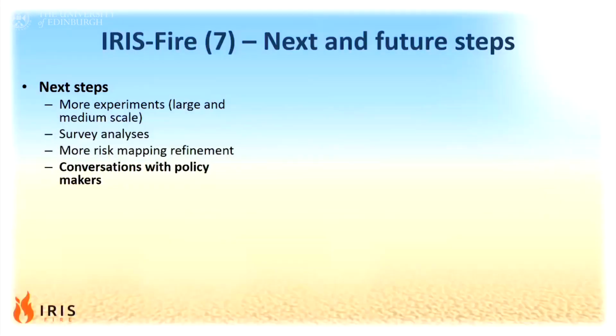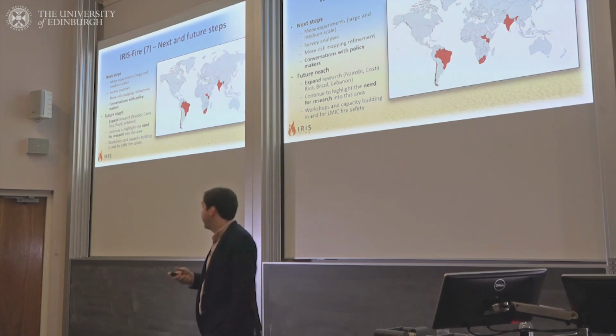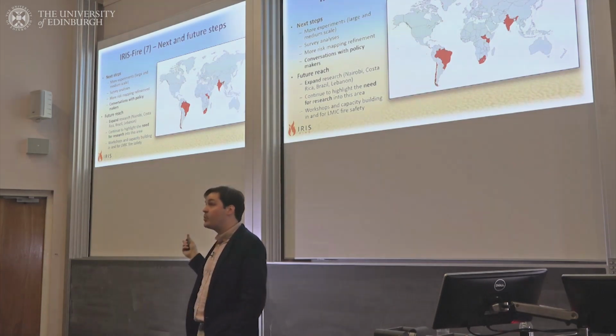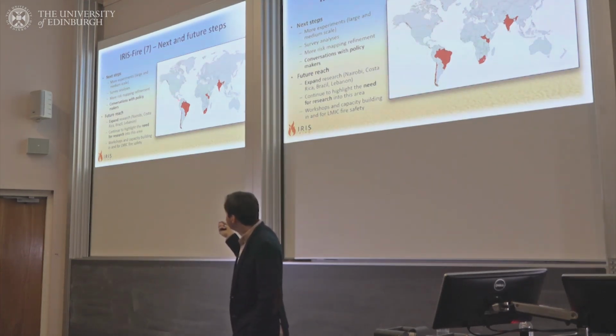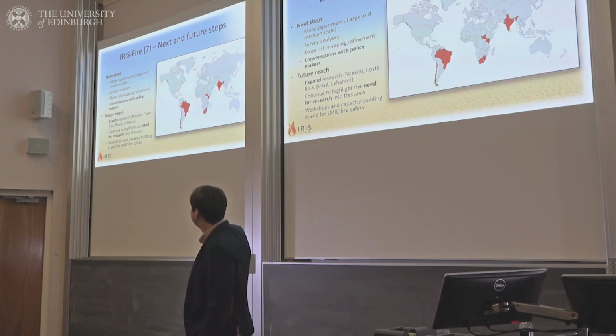So in terms of next and future steps, we're doing more experiments. We're analyzing a lot of the survey data, and we're continuing to have conversations with policymakers. The aim of this project is to speak to policymakers, and also we're talking a lot with the NGOs that work within these communities. And we're also expanding the reach of this research. This started in Cape Town in South Africa. We're now working in Nairobi and in Brazil. They're the firm ones that are happening now. We're starting collaborations in Costa Rica, Chile, South Sudan and the Lebanon, and also in India. So these are the areas where we see the issues on the lower middle income spectrum.